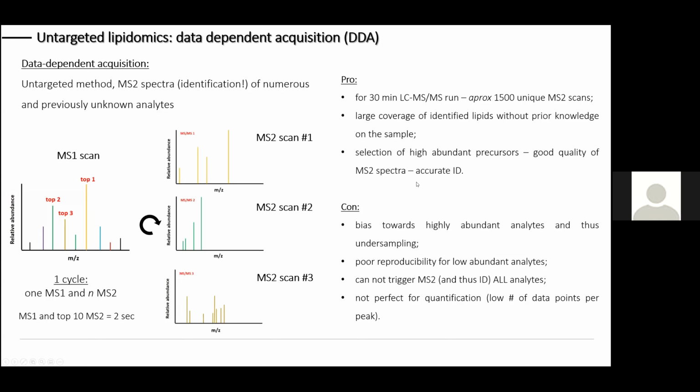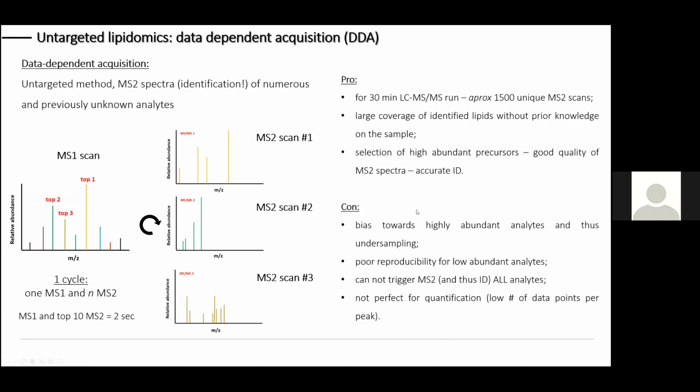The good thing about that is that it goes really automatically and fast. So we collect, for instance, for a 30 minute LC-MS run, more than 1,500 unique MS-MS scans, which provide us this large coverage for lipid identification without any prior knowledge of the sample. So there is not much we have to think about before. And since we are selecting these abundant precursors, usually our spectra have pretty good quality. So the more intense the ion we select, the more intense fragment ions we get, and then we can have an accurate identification.